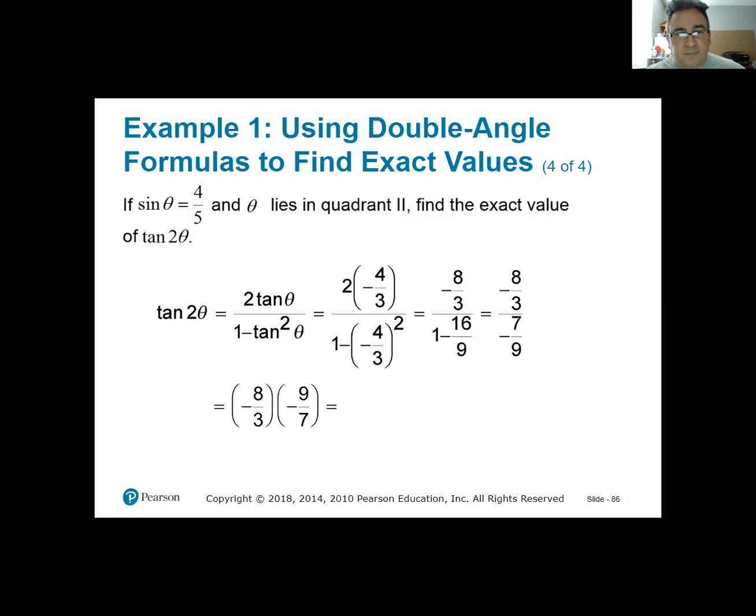So what do you get? You get 72, right? Yeah, 72, if you're doing it that way. 72 over 21. Over 21, and then reduce it, what do you get? It's going to be over 7. Over 7, there you go. Isn't it just 24 over 7? 24 over 7. There you go.